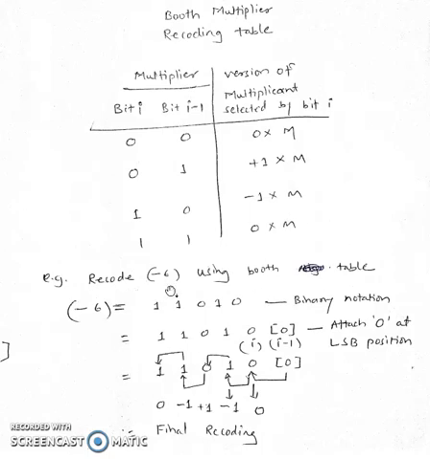Suppose our multiplier is minus 6. We want to multiply some number with minus 6. So first we understand how to recode this minus 6 using the Booth table. Okay, so minus 6 is represented in 2's complement form like this: 1 1 0 1 0. You can remember it like this. This is a sign bit, or we can say this is a bit which is required to indicate the minus sign.